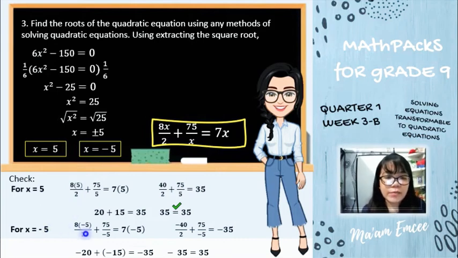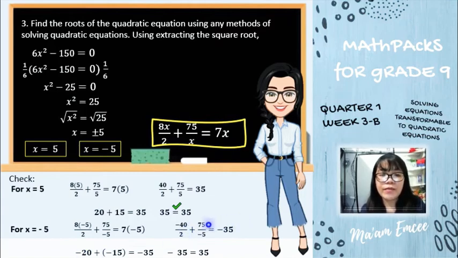Then we simplify. 8 times negative 5 is negative 40 over 2, 75 over negative 5, and 7 times negative 5 is negative 35. Negative 40 divided by 2 is negative 20. 75 divided by negative 5 is negative 15.